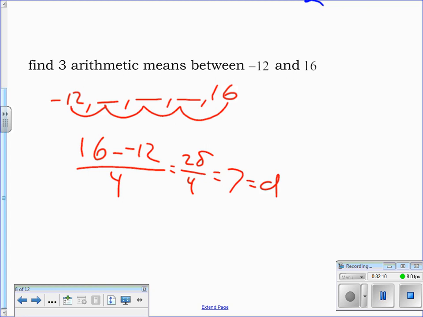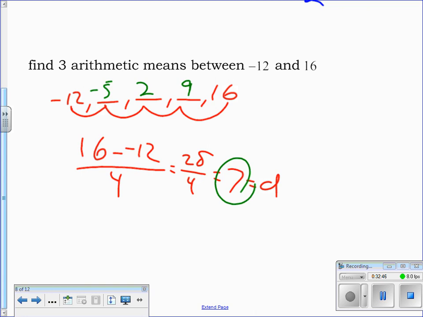So, how do I get from negative 12 to the next number? I add 7. Negative 12 plus 7 is negative 5. How do I get from negative 5 to the next one? I add 7. How do I get from 2 to the next one? I add 7. And if I add 7 to that, do I get 16? Then I did it right. That's how you find D.